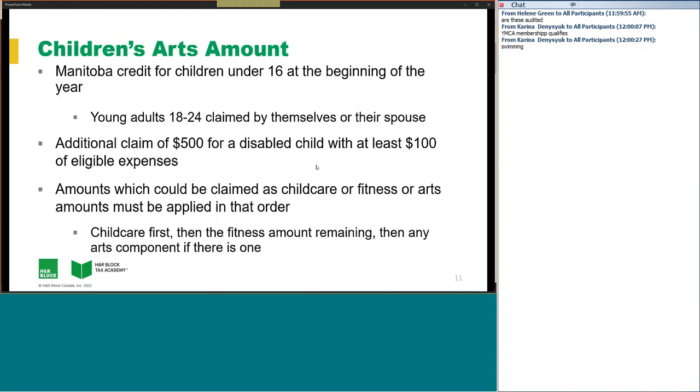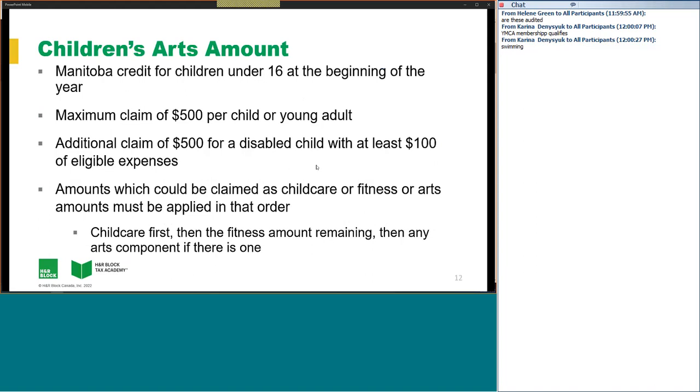All right. We also have a children's arts amount. Again, there was a federal credit. The federal government took the credit away. Everyone stopped bringing in their receipts. If you're in Manitoba and you have a child who is involved in something that qualifies as an arts amount, put it on the return.